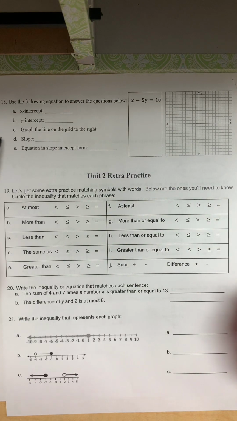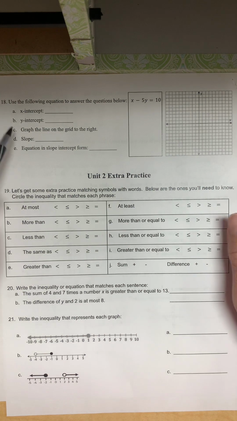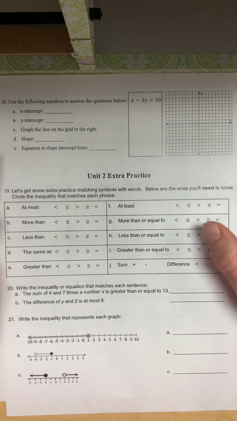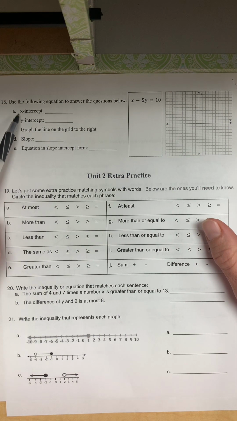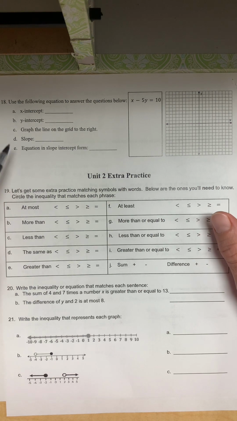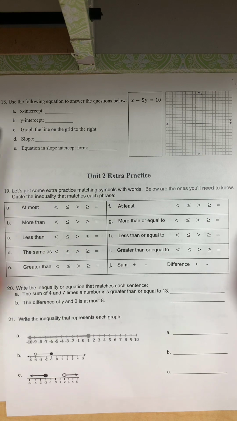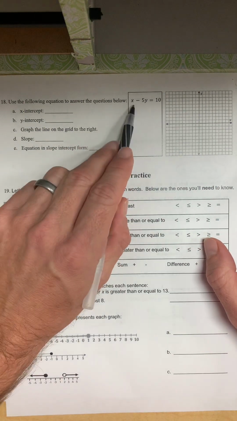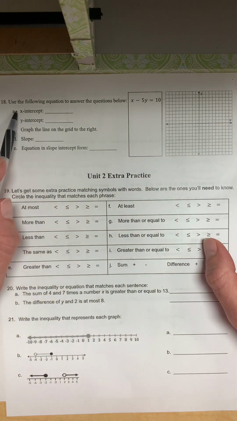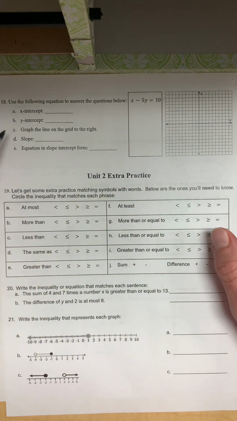Okay, so for problem number 18, if you've been doing the review in order, then there's nothing new in problem number 18, but it's asking us to do several things at once. So this is probably a combination of 3 or 4 problems that you've done already on the review, and we're going to do them all in one problem. So let's see what that would look like. Use the following equation to answer the questions below. So here's our equation, and we want to figure out all these things. So let's get started and work through it.